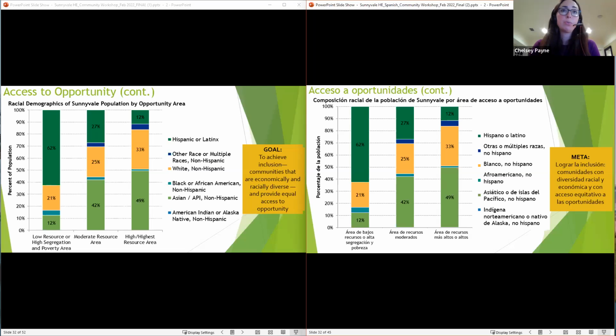As you can see here, this graph shows the racial demographics of Sunnyvale by opportunity areas, those areas that were mapped on the previous slide. The data is showing that there's a high concentration of Hispanic and Latinx communities in low resource areas, or areas characterized with high segregation and poverty. In comparison, Asian and white residents are the predominant groups in the high and highest resource areas. So this is one example of the disparities that we'll be looking for while we prepare the fair housing assessment. And the goal here is to achieve inclusion, communities that are economically and racially diverse, and provide more equal access to opportunities rather than continuing any patterns of disparity related to the placement of housing. Next slide, please.